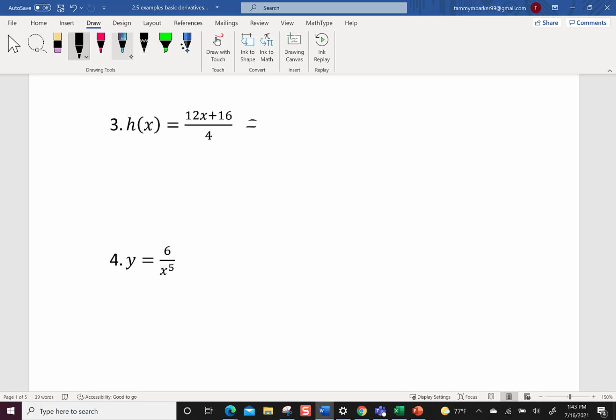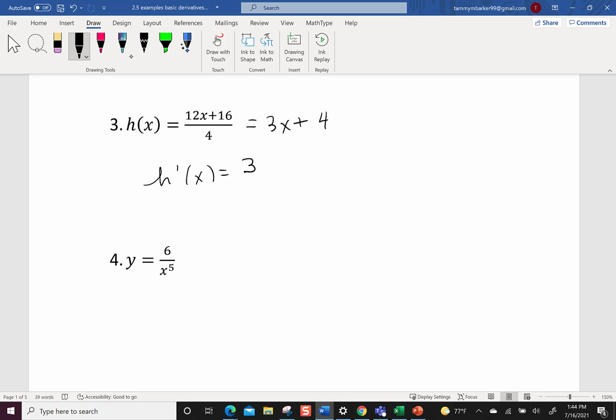So let's rewrite this. 12x plus 16 over 4 says 12x over 4 is 3x. 16 over 4 is 4. So I'm going to simplify before I take the derivative. Now the derivative, h prime of x, derivative of 3x is 3, the 4 goes away. So it's important that you simplify before you try to do the power rule.